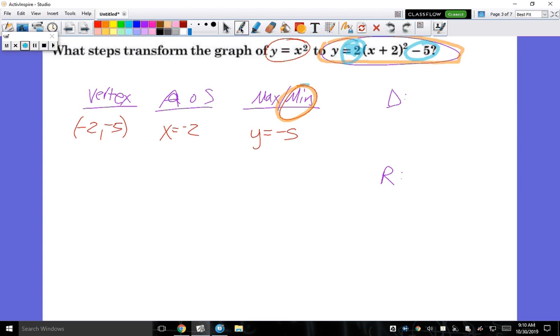Let's see. Grant, what's the domain? All real numbers. Nice. And Grant, what is the range in interval notation? Bracket -5, comma, infinity, parentheses. And the same in algebraic: y is greater than or equal to -5.